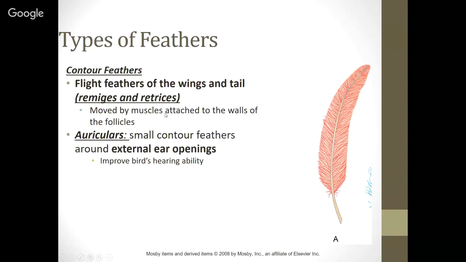There are also contour feathers that look like this but smaller. They're called auriculars because they're around the external ear openings, and they improve the bird's hearing ability. So they funnel sound into the ears.